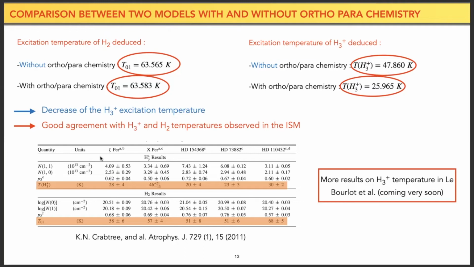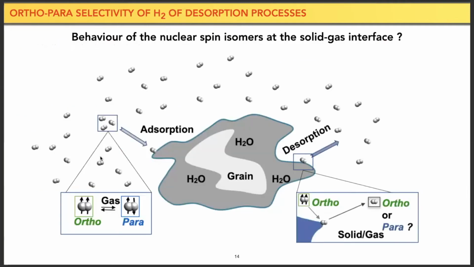For the experiment, we want to see the behavior of the nuclear spin isomers at the solid-gas interface. In cold regions, H2 can stick to water ices, and we can measure the ortho to para ratio of H2 in a laboratory. We want to see, when the H2 is released in the gas phase, if we have a memory of this ortho to para ratio, compared to the ortho to para ratio of H2 in ices.